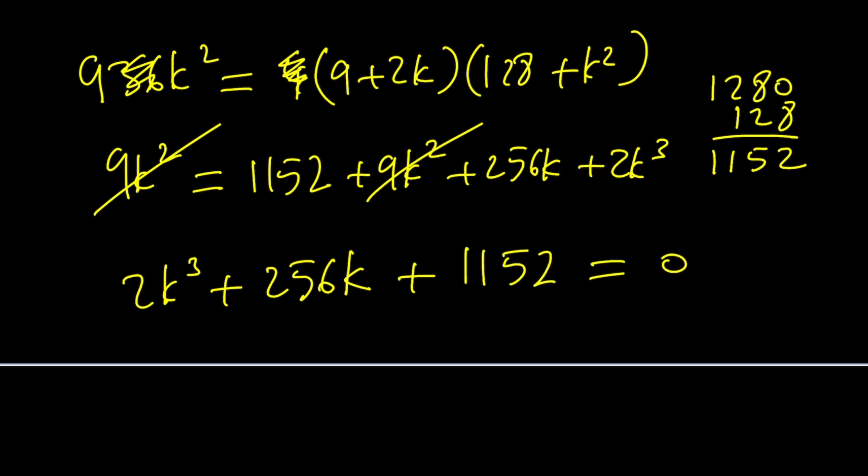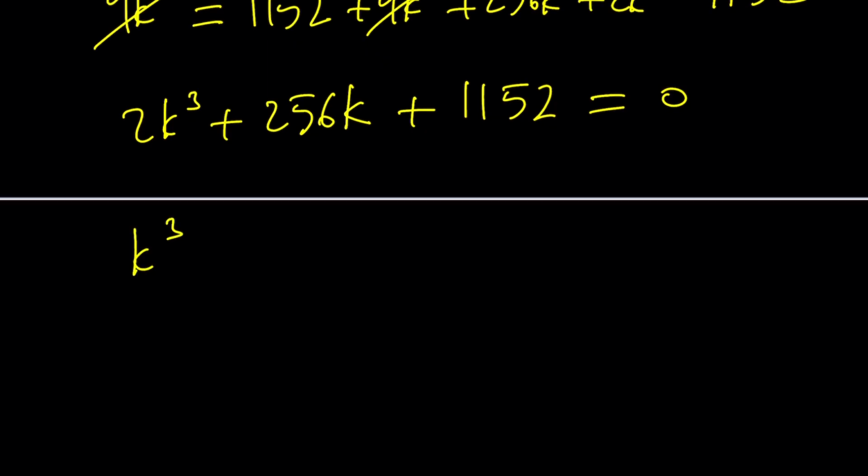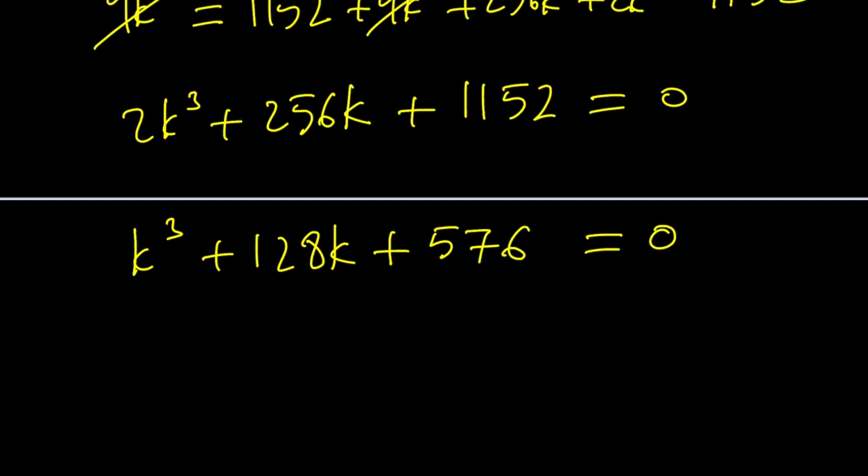Guess what? We can divide both sides by 2 to simplify this further. k cubed plus 128k plus, what's half of this? 576. And that's equal to 0. So here's the fun part. You're going to look for the k value. First of all, notice that k cannot be positive because this would not give us 0. So k needs to be negative.